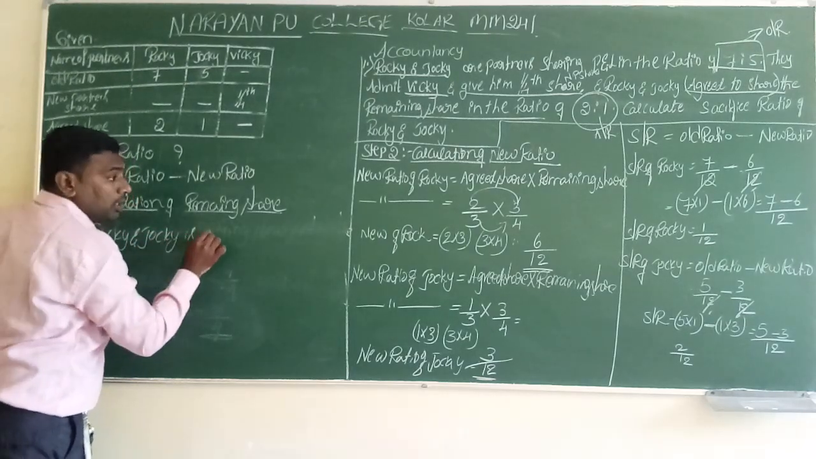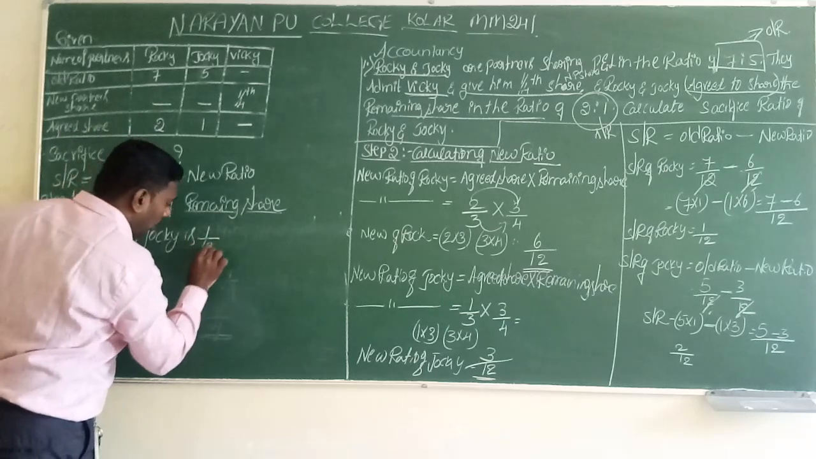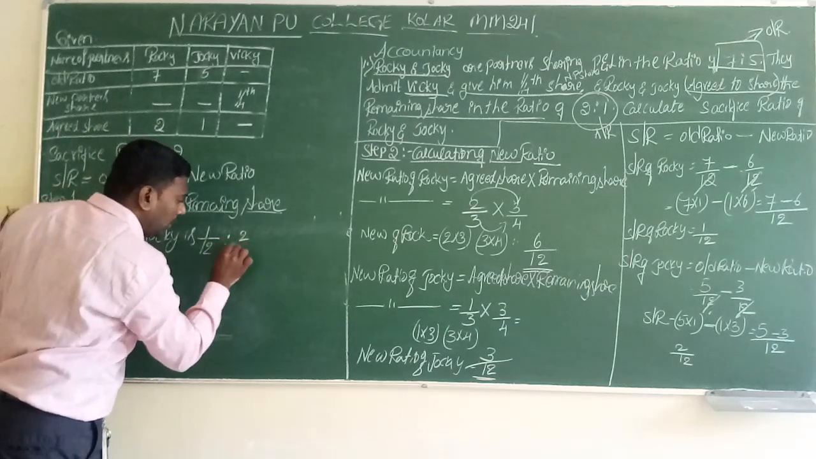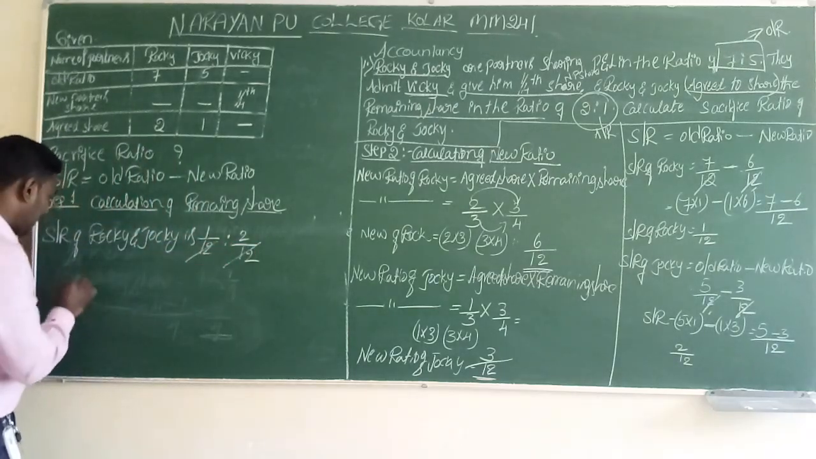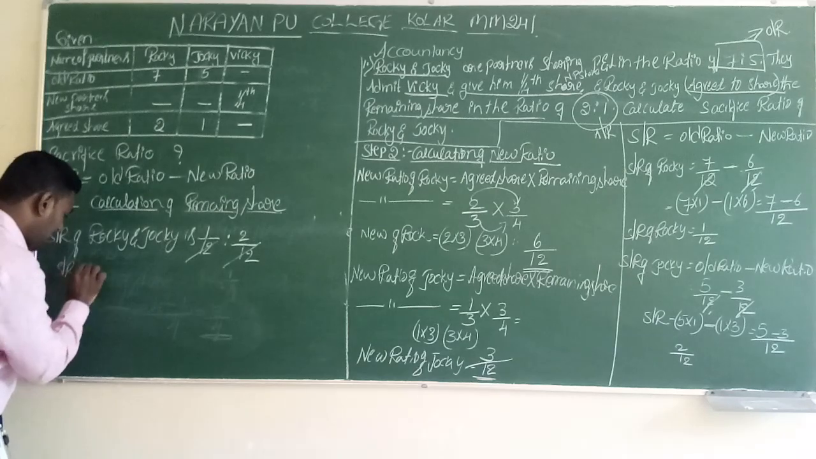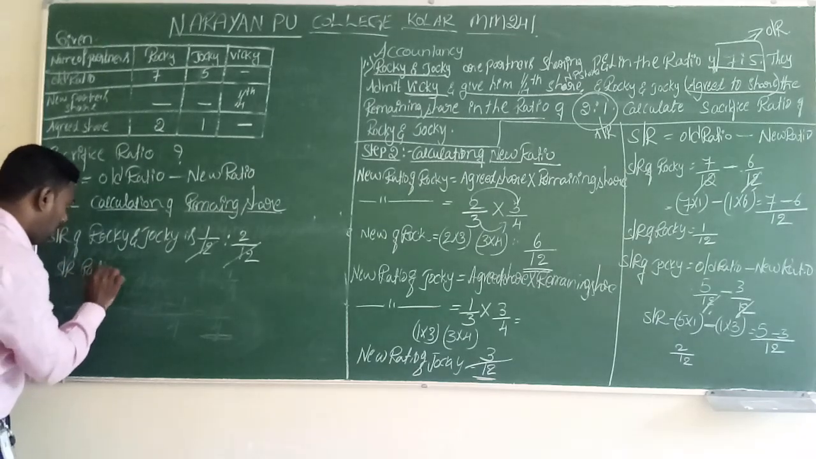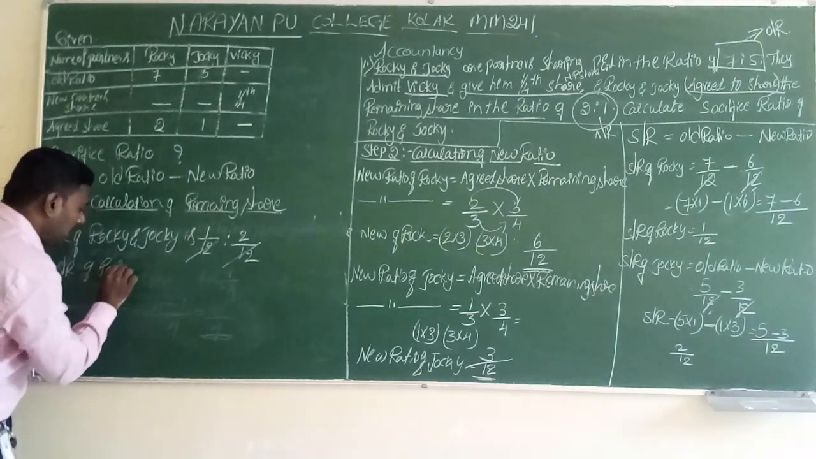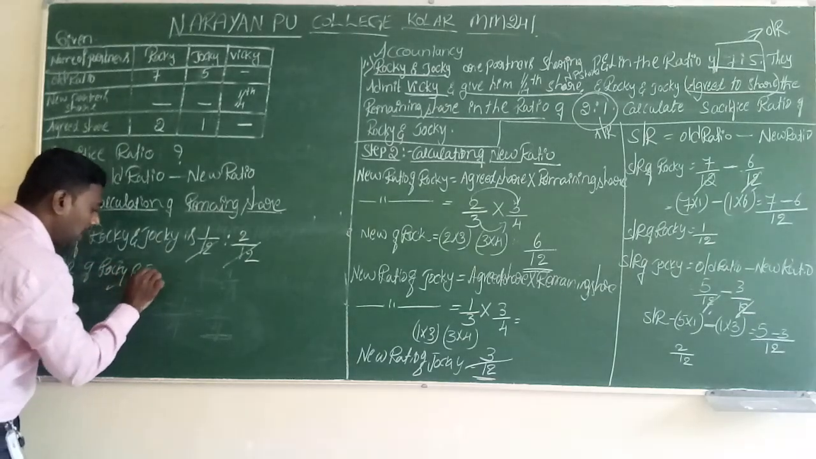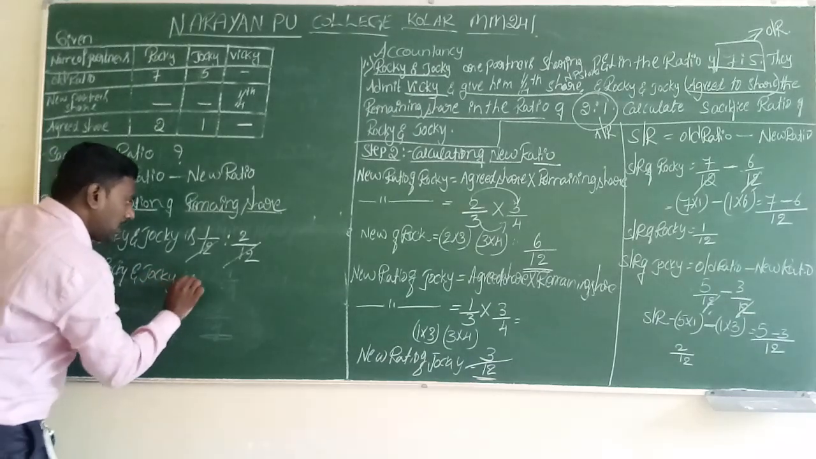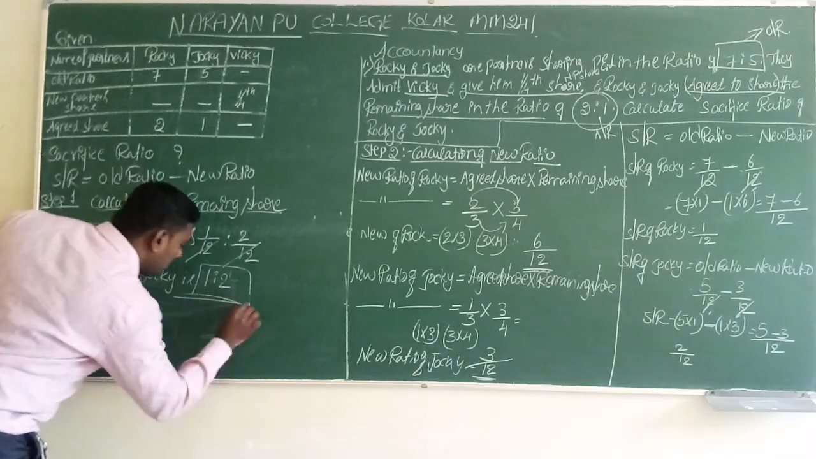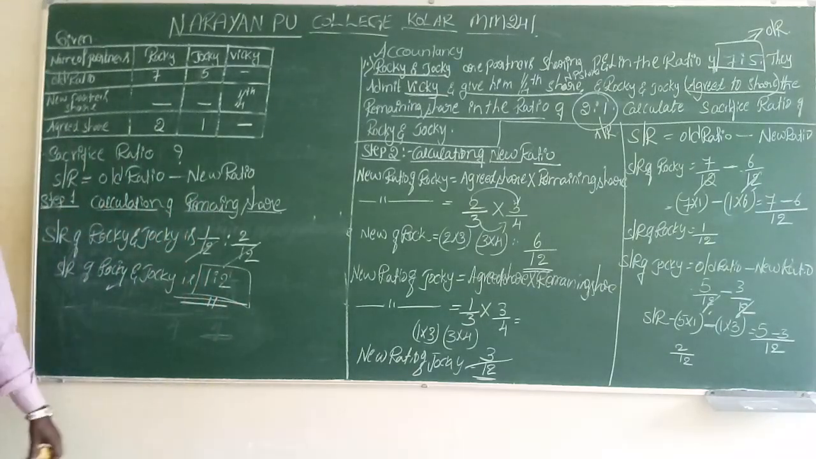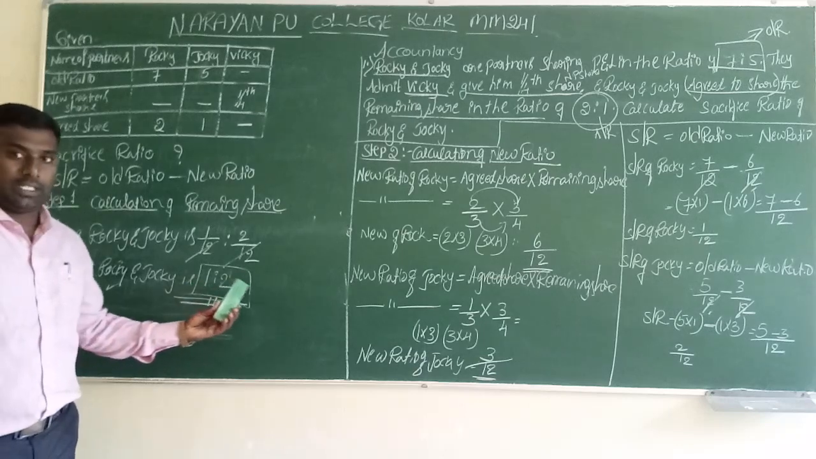is 1 divided by 12 is to 2 divided by 12. Now both the denominators are to be cancelled. Therefore, the sacrifice ratio of Rocky and Jockey is 1:2. So this is the final answer that we have to calculate in this question, that is 1:2.